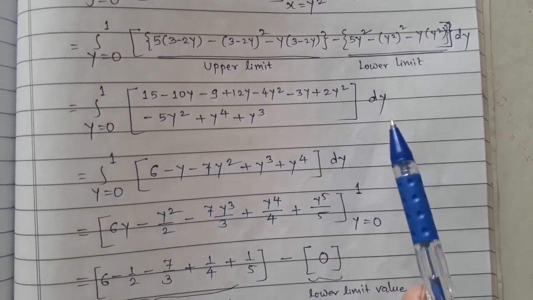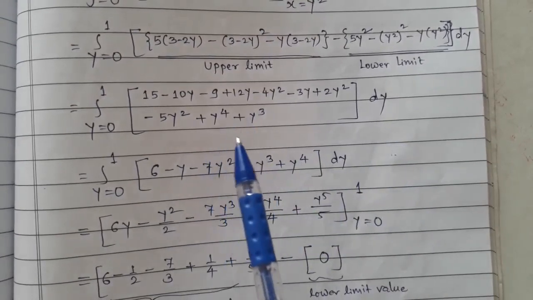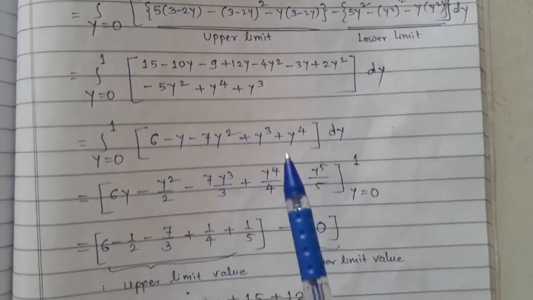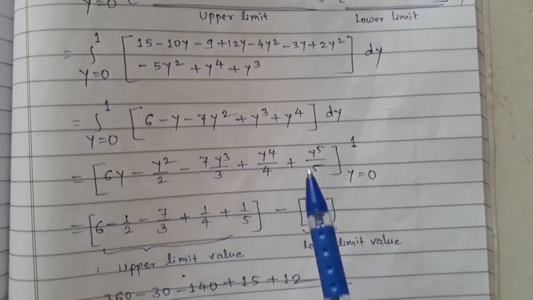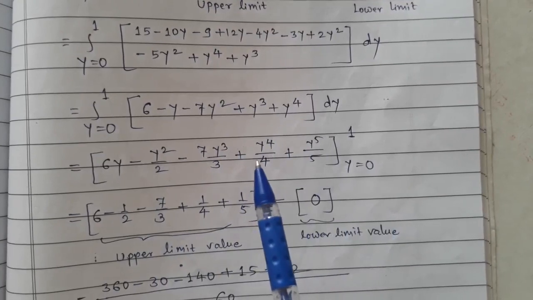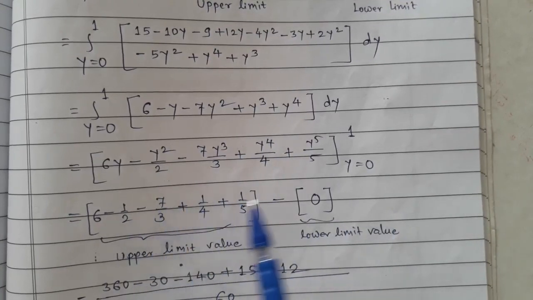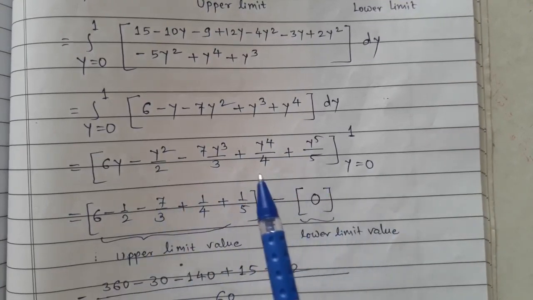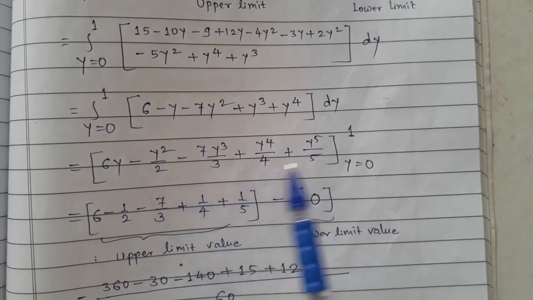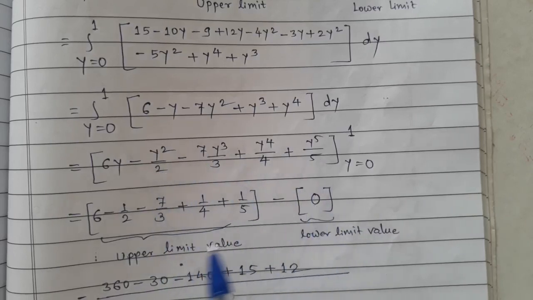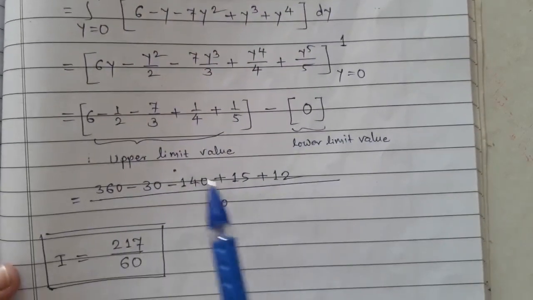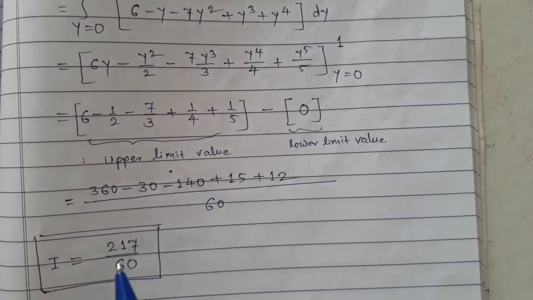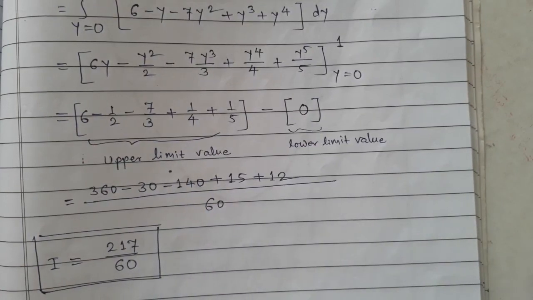after expanding the brackets and simplifying it, we have this result of this integration with respect to y now. After simplifying again, we have this. Taking integration of it, we obtain this. Then the upper limit is 1, so y replaced by 1 will give the upper limit value. From that we subtract the lower limit value, but for the lower limit y is 0, that means all the terms will become 0. Upper limit value is this much minus lower limit value 0. After simplifying that, the outcome is I is equal to 217 by 60. That is our final answer.